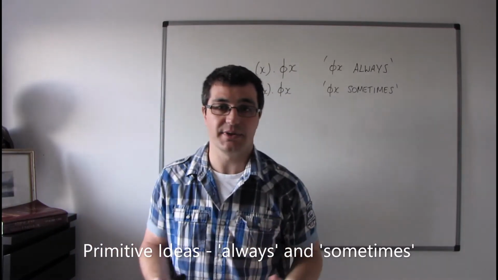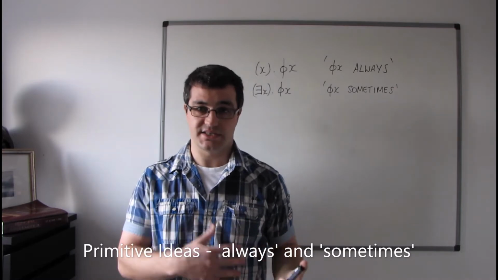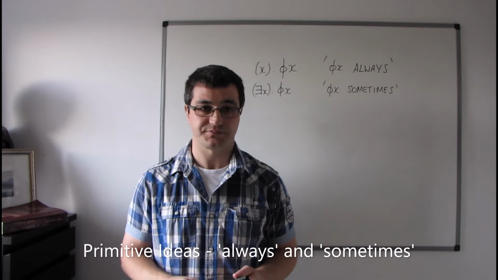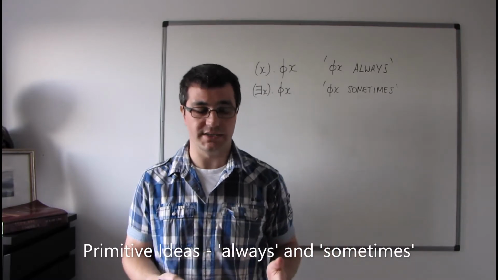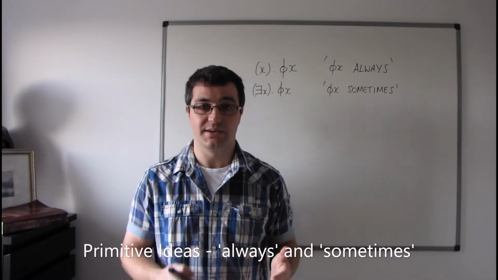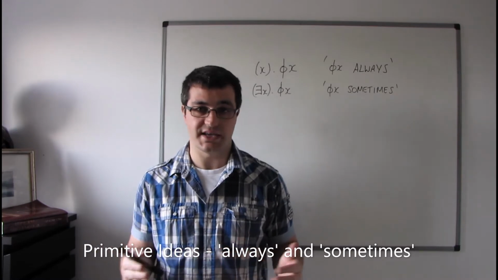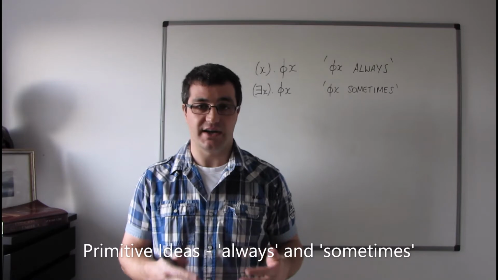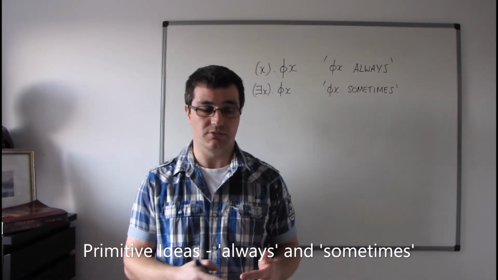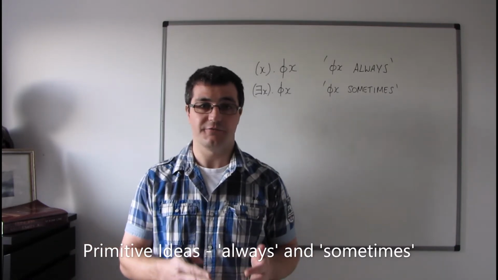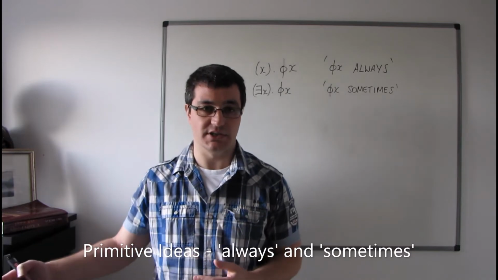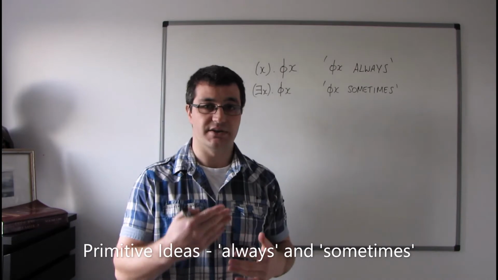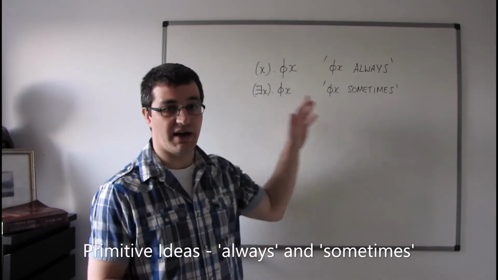So I'm just going to spend a little bit of time explaining these symbols, what they mean, how they're to be roughly interpreted. When we say phi x always, or phi x sometimes, we're not speaking in a kind of temporal sense. So when we say phi x always, we don't mean phi x at all times, nor when we say phi x sometimes are we saying phi x at sometimes but not necessarily at others. We're speaking more in relation to the values of the function phi.